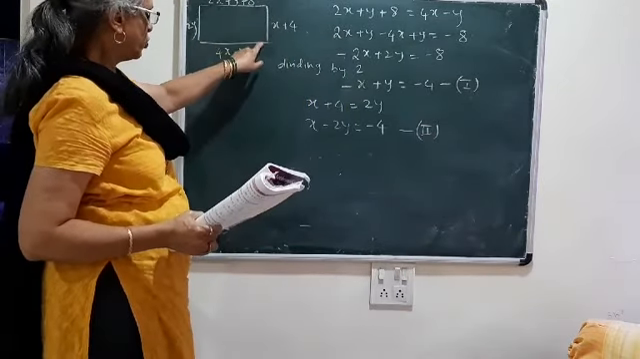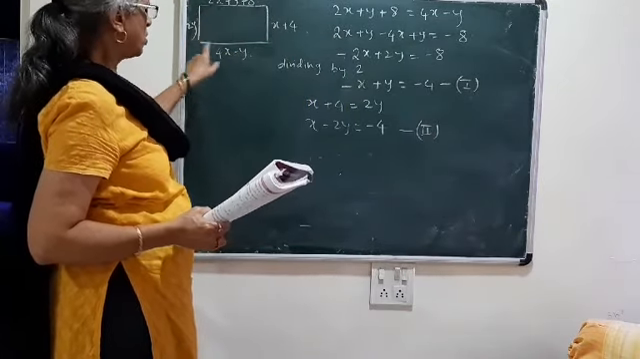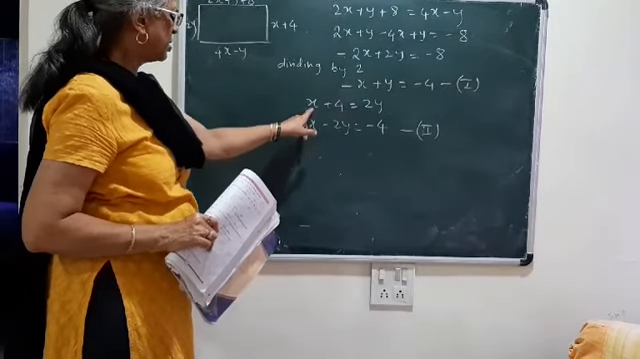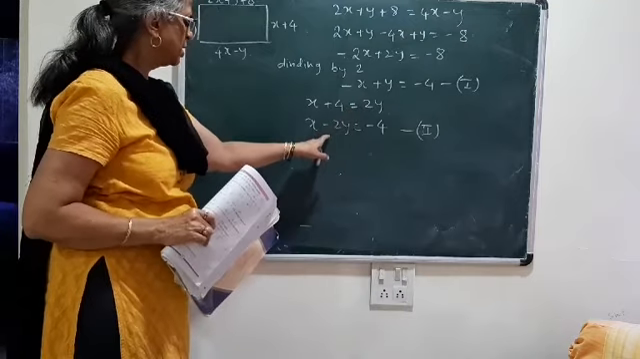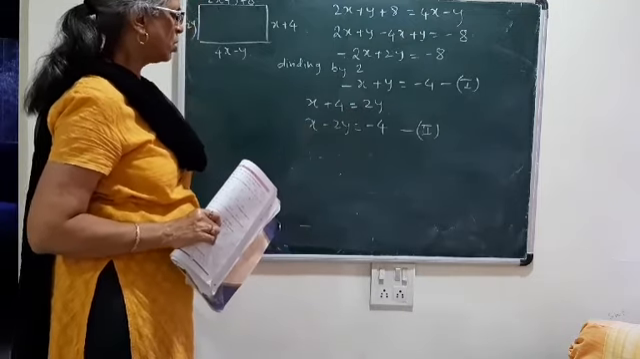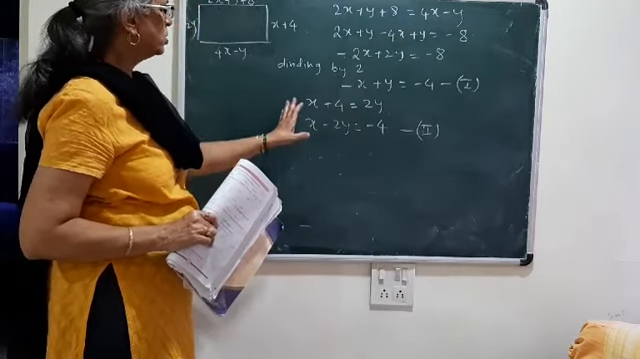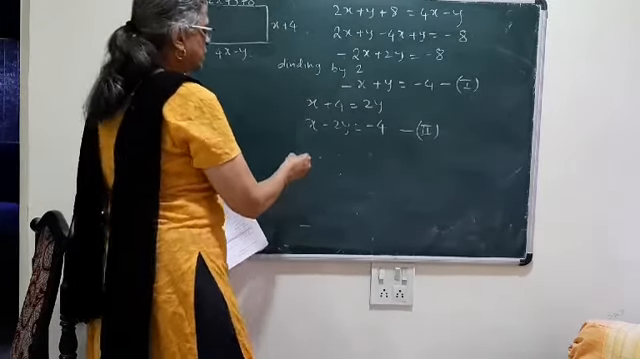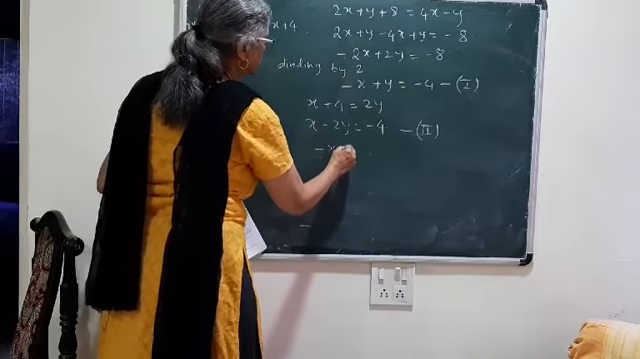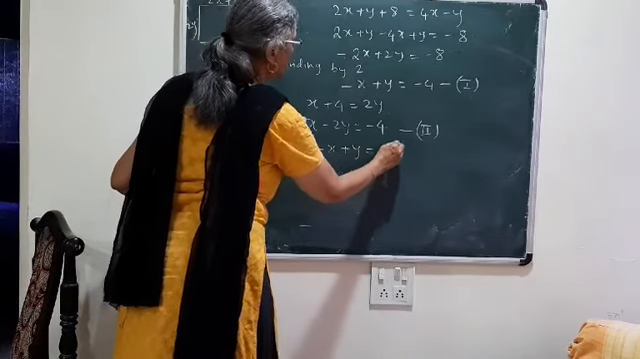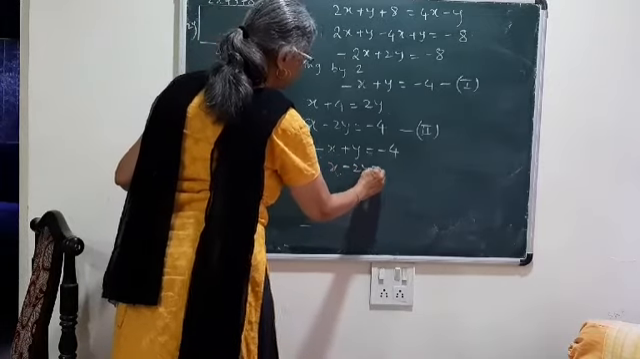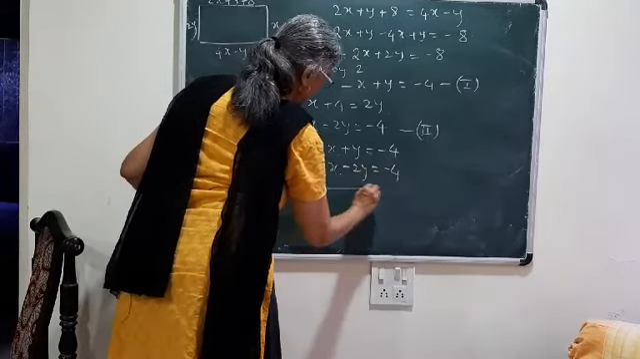Here x plus 4 is equal to 2y, or 2y equal to x plus 4, anything you can write. So I have taken x minus 2y equal to minus 4. Got? So that is how you have these two equations formed. Now we are going to write one below the other. Minus x plus y is equal to minus 4 and x minus 2y is equal to minus 4.